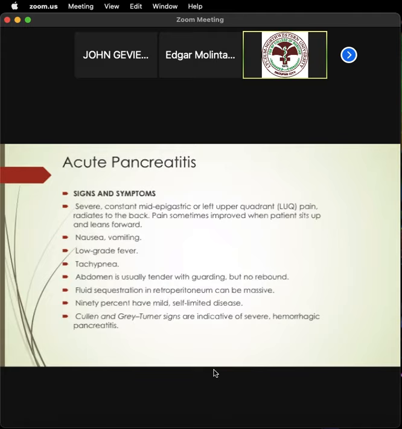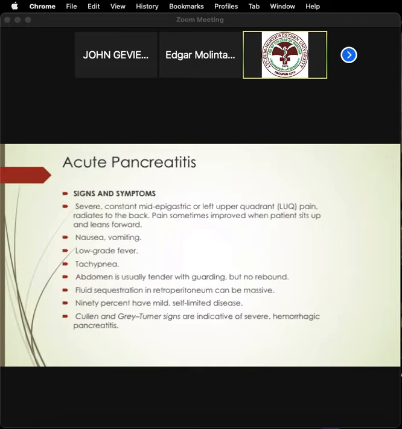Then there's also nausea, vomiting, tachypnea. Abdomen is usually tender with guarding but no rebound. Okay, so guarding. So sometimes you might mistake this as a surgical abdomen. Okay, so there's a difference between acute abdomen and a surgical abdomen. Okay, so for acute pancreatitis, the guarding here will give you an idea that you're dealing with an acute abdomen, but there's no rebound, so it's not a surgical abdomen.